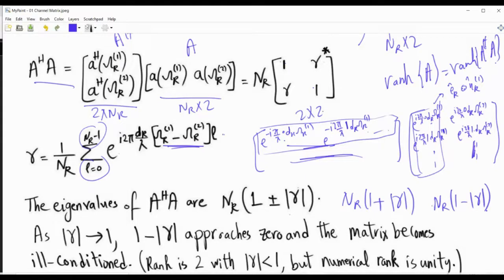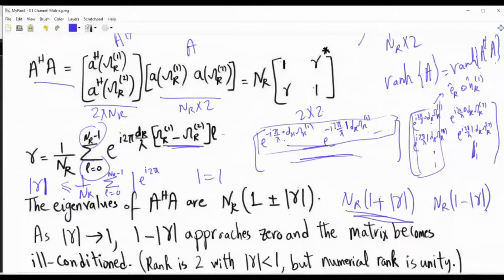So you may look here and ask, what is gamma? Gamma is this quantity here. What is the magnitude of gamma? It's the magnitude of this sum. If you apply the triangle inequality, then this is at most 1 over NR, summation L from 0 to NR minus 1, of the magnitude of the exponential. Each term here has a magnitude of 1, so if you sum NR of them, you get NR divided by NR, that's 1. So the magnitude of gamma is upper bounded by 1.